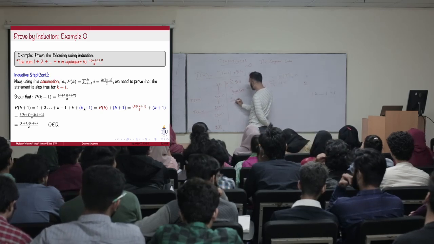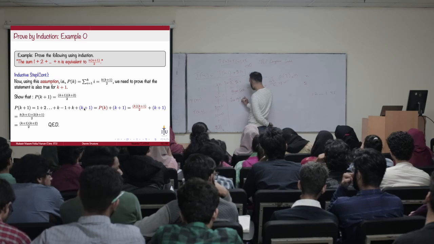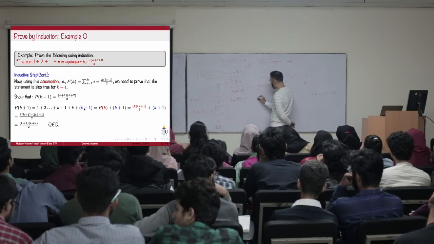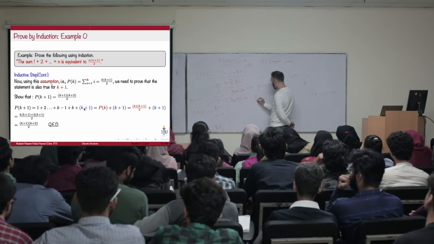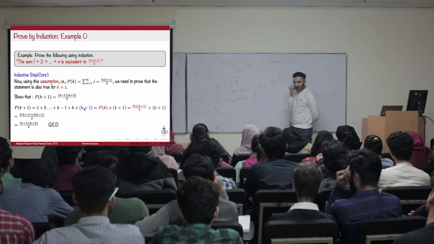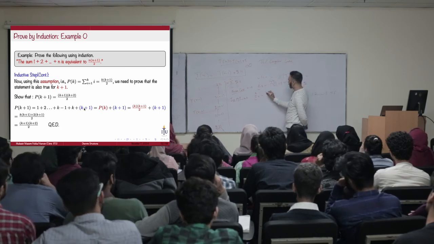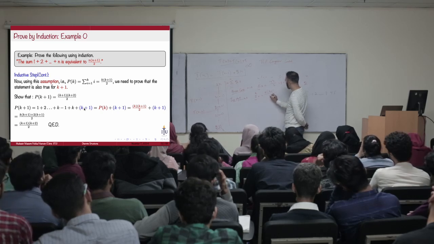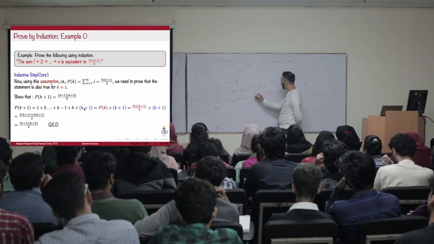Inductive hypothesis says that for arbitrary n equal to k, the sum of i from 1 to k of i is equal to, now wherever n was, I have to put k. So k times k plus 1 over 2 is this. So this is my assumption.